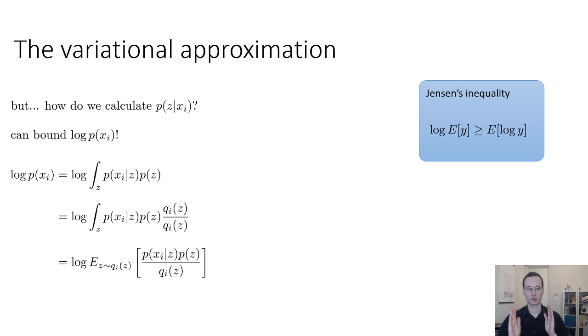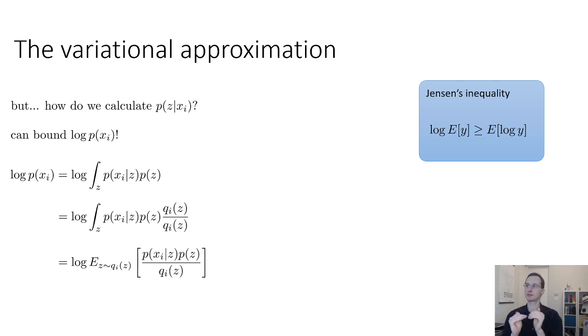The only really important thing that you need to know about Jensen's inequality is that if you have the logarithm of an expected value, that quantity is always greater than or equal to the expected value of a logarithm. So if you push the logarithm inside the expected value, that lower bounds the logarithm of the expected value. Jensen's inequality in general can be applied to any concave function, of which the logarithm happens to be one. Or if it's a convex function, then the inequality goes the other way.